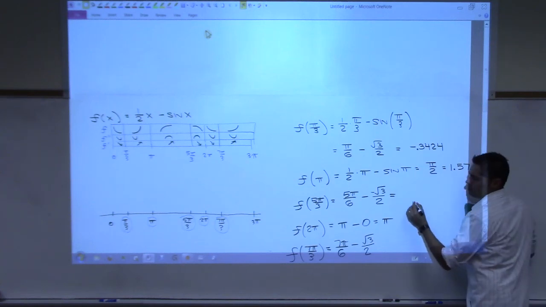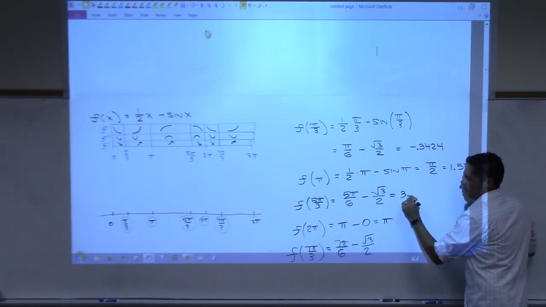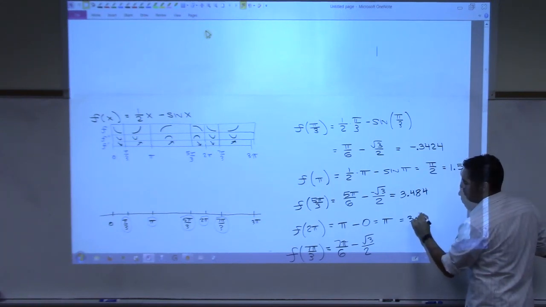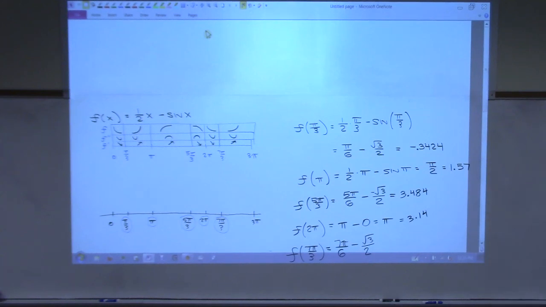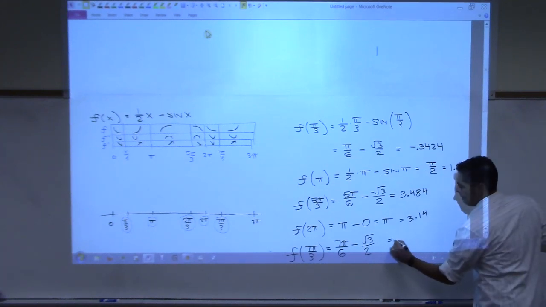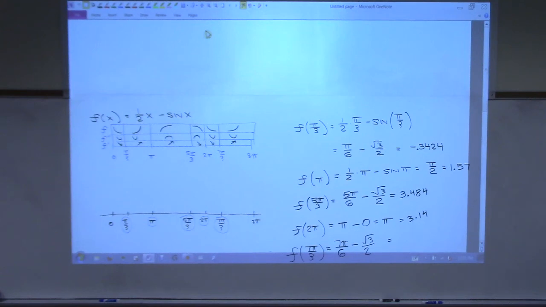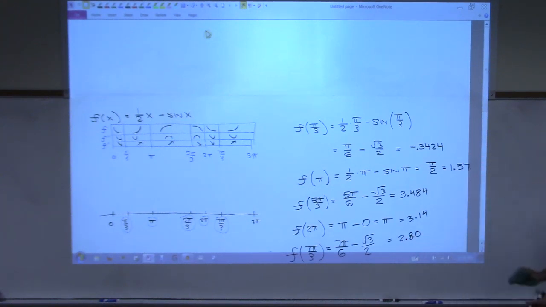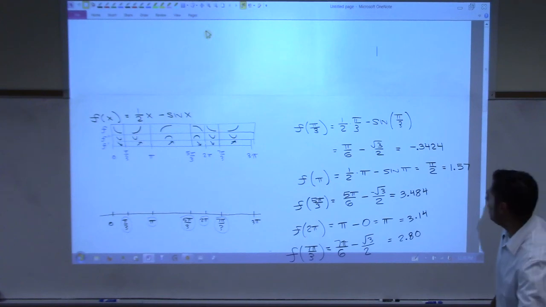3 point, is that what you got? Yeah. 484, all right. And then pi, we all know that that's 3.14. And then last one, 7 pi over 6 minus root 3 over 2. 2.80? We're going to know if these are right when we try and draw it. If one of them is in the wrong place, it's not going to work. So let's just paste these in here real quick.